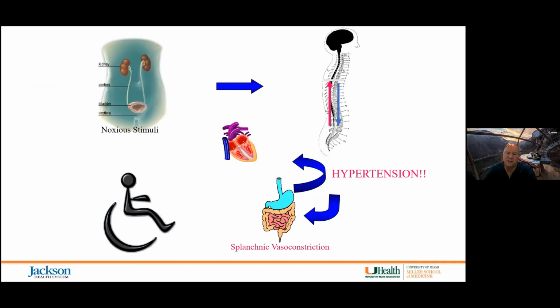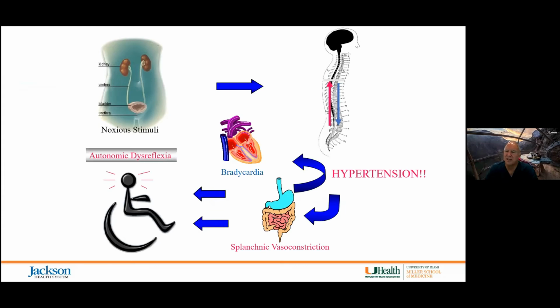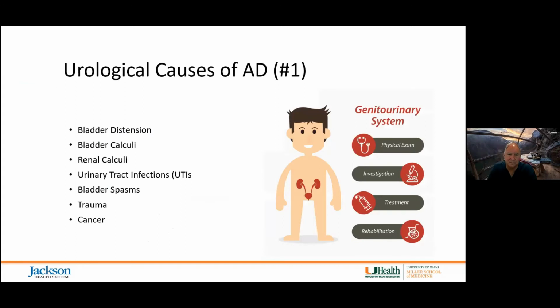Increased pressure is sensed by baroreceptors that send information to the medulla, which sends information back to the heart, causing a reflex bradycardia. But below the level of the injury, the person remains vasoconstricted. Above the level of the injury, we see flushing, sweating, and a pounding headache we call autonomic dysreflexia.